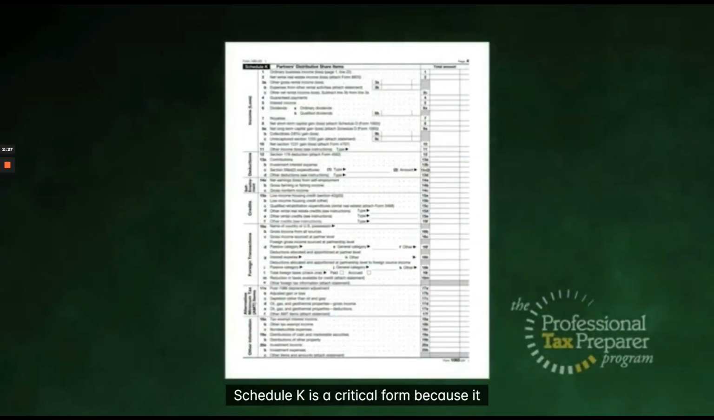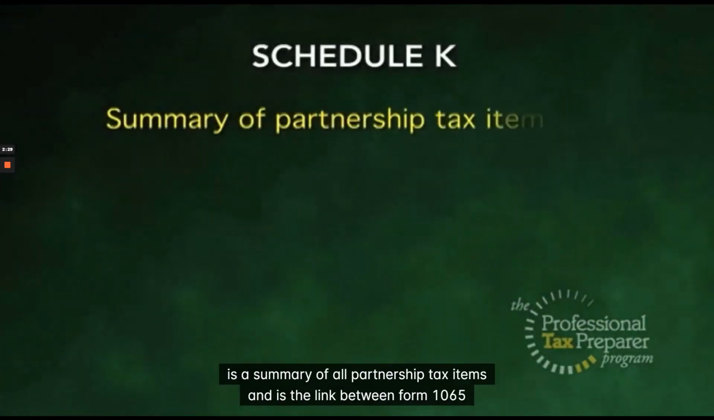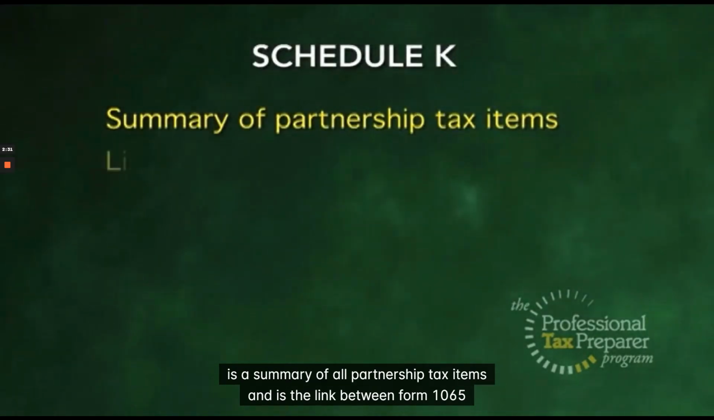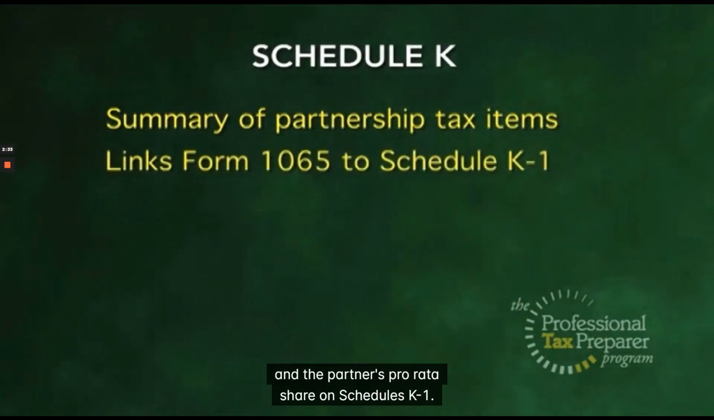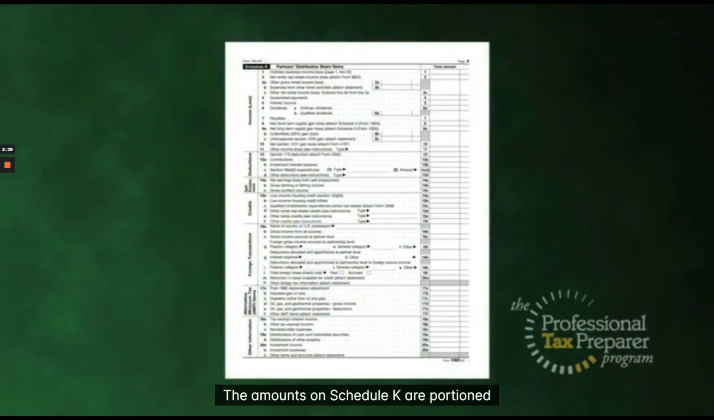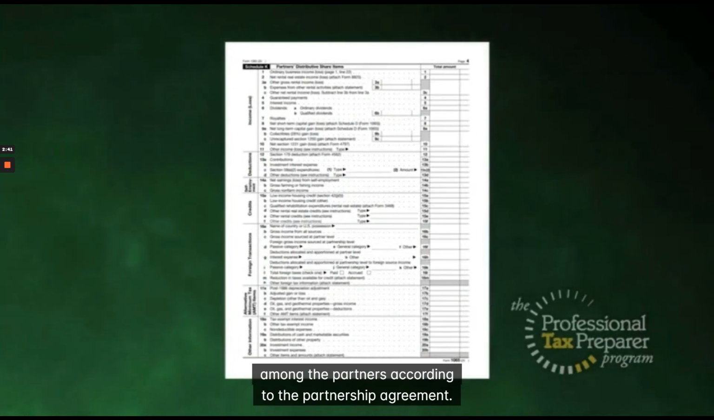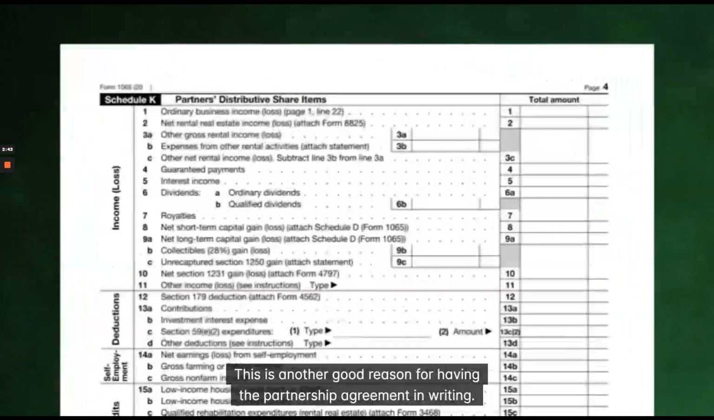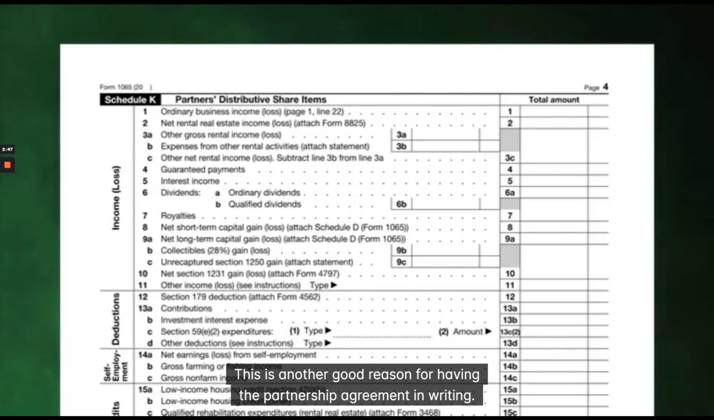Schedule K is a critical form because it is a summary of all partnership tax items and is the link between Form 1065 and the partner's pro rata share on Schedules K-1. The amounts on Schedule K are apportioned among the partners according to the partnership agreement. This is another good reason for having the partnership agreement in writing.